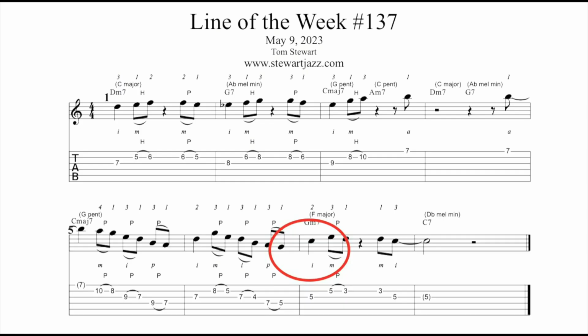Finally, I would point out that in measure 7, circled in red, there's an upper structure triad, C major triad under the G minor 7 chord. This gives you the root note, which is note G, along with the tensions 11 and 13.